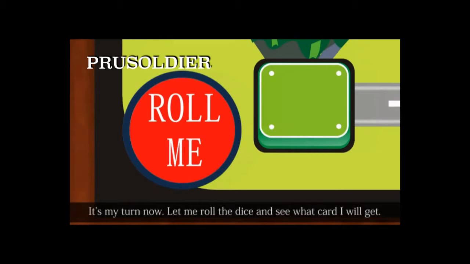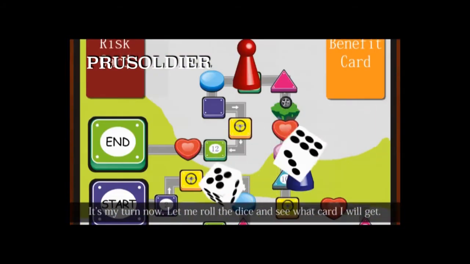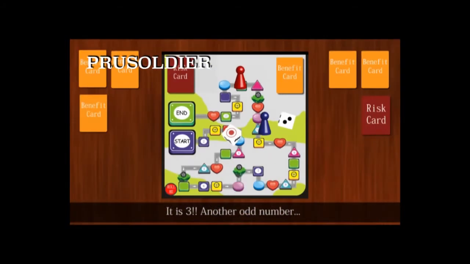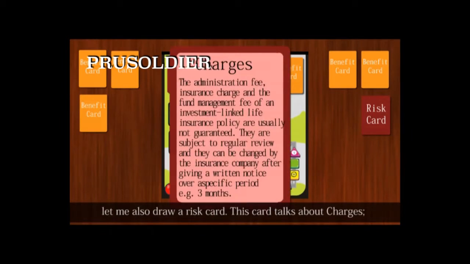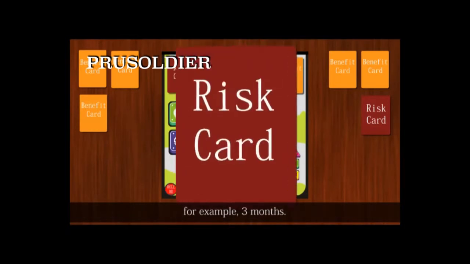It's my turn now. Let me roll the dice and see what card I will get. It's a 3! Another odd number. Let me draw a risk card. This card talks about charges. The administration fee, insurance charge, and the fund management fee of an investment-linked life insurance policy are usually not guaranteed. They are subject to regular review, and they can be changed by the insurance company after given a written notice over a specific period. For example, 3 months.